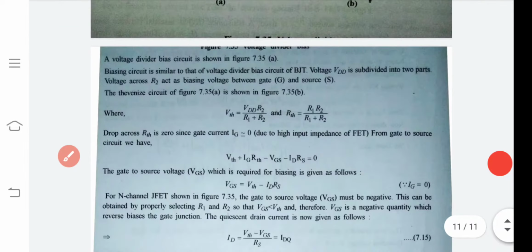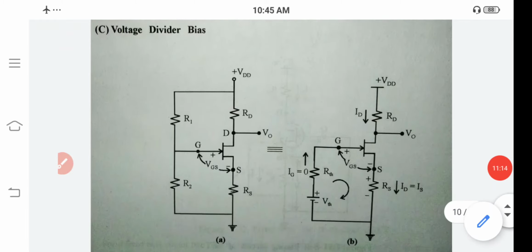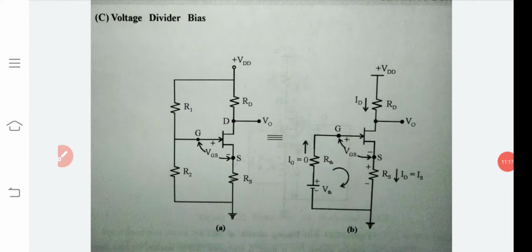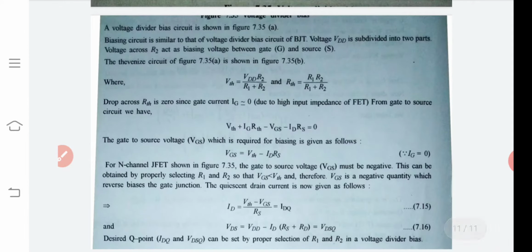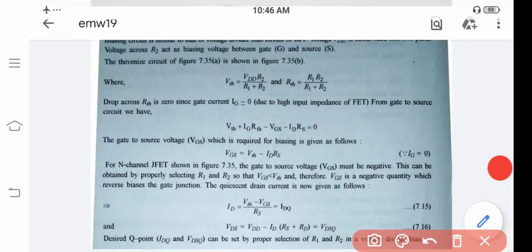A voltage divider circuit is shown in the figure. The biasing circuit is similar to that of the earlier one. This is the voltage divider circuit, and we calculate VTH and RTH by applying KVL. VTH is the voltage across R2, RTH is R1 parallel R2, both resistances here.